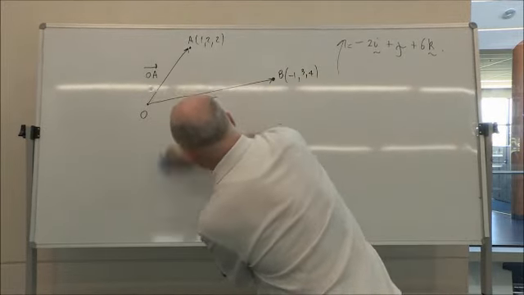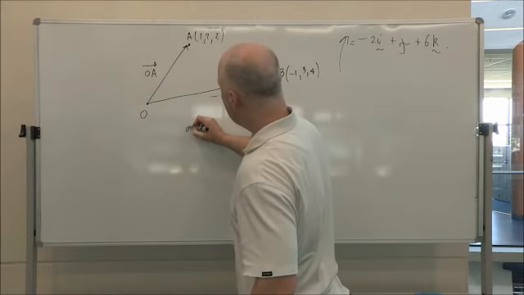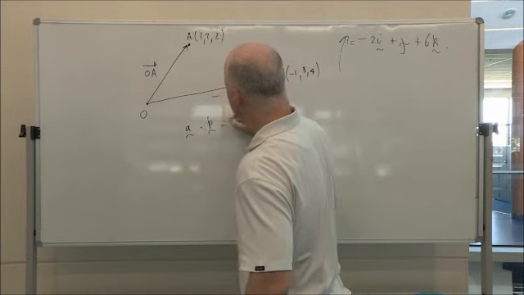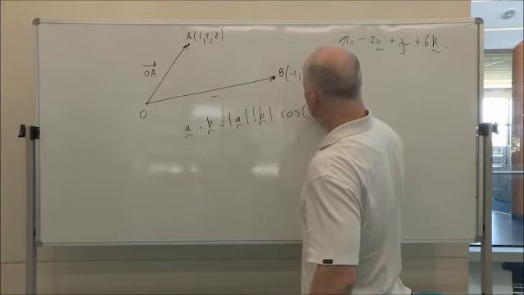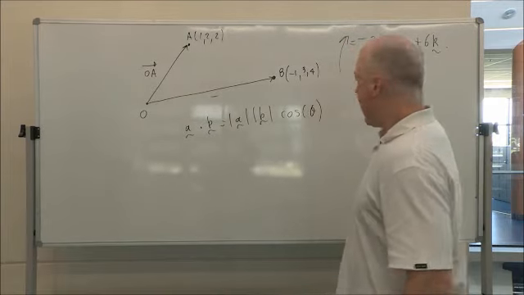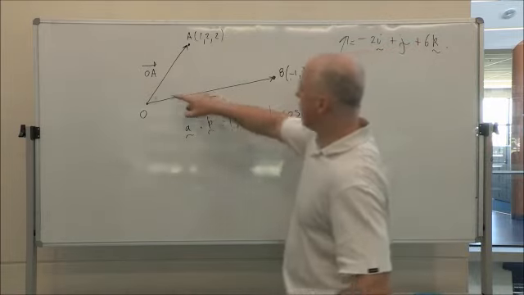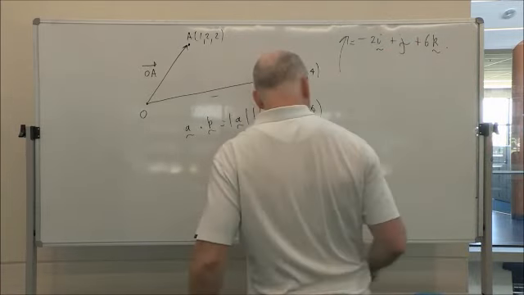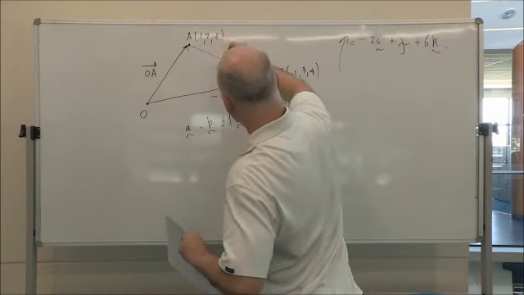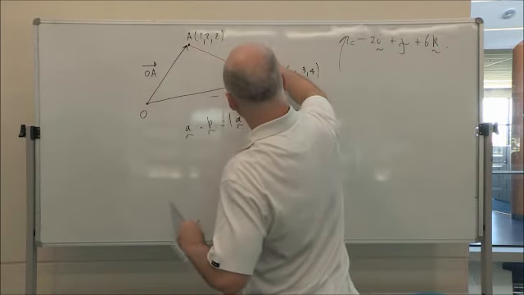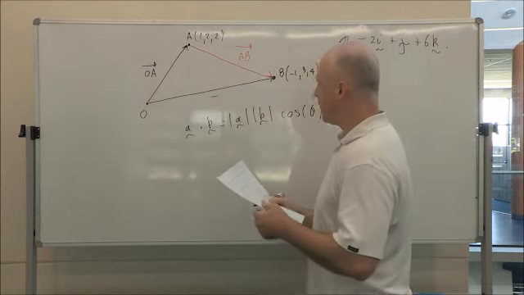Now, we know that A dotted with B is equal to the magnitude of A, times the magnitude of B, times the cosine of the angle between them. And we have been asked to show that the cosine of the angle between the vector OA and the vector AB, which I will draw in, there it is, there's our vector AB, is 4/9.